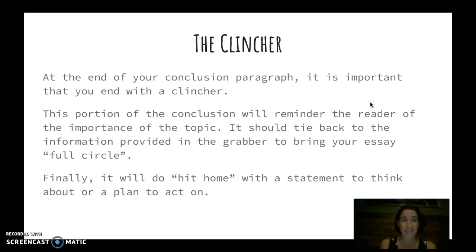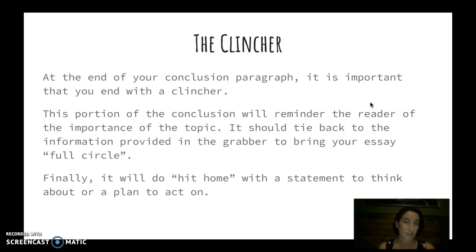And then the clincher is at the end. That's when you end with a thoughtful, kind of more creative, kind of speak right to your audience. And that portion reminds the reader of the importance of the topic, why they read it in the first place. And it should tie back to your grabber, so it creates like a nice rounded full circle effect.